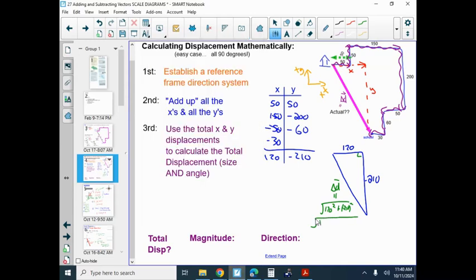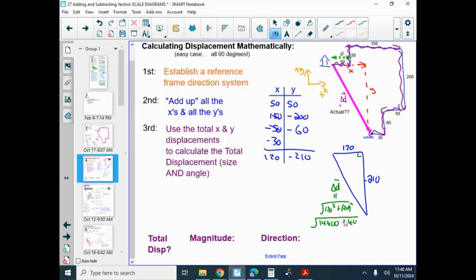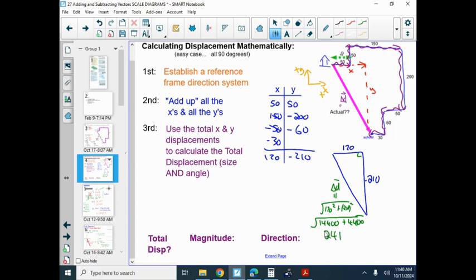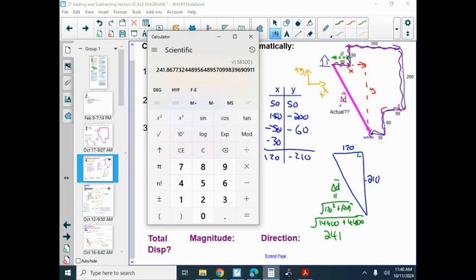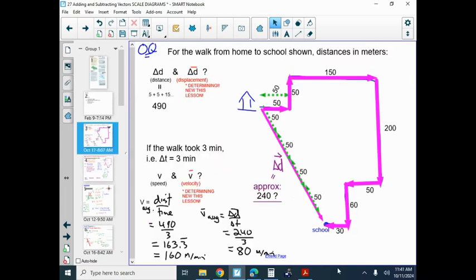So root of 14,400, and the 210 squared is 44,100. And so I have to add those up. So 14,400 added to that gives me a total of that. And then I just need to do the square root of that, giving me 241. And we had approximated earlier 241.86. We had approximated earlier that it was around 240, just based on the idea of the logic we're talking about.